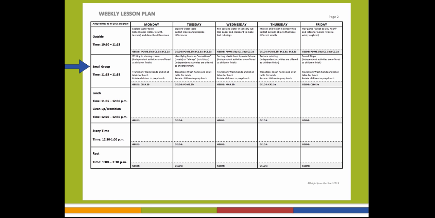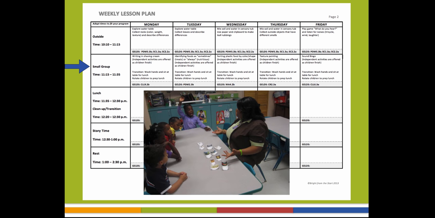Coming in from outside after the children have moved and expended some energy is a good time for focused learning. Small group time is teacher-directed. The attention span of a typically developing 3-year-old is short, so plan on activities that are rich but also relatively brief. Be sure to provide some independent activities for children to do as they finish. Again, this time will look different depending on the number of teachers in your classroom.